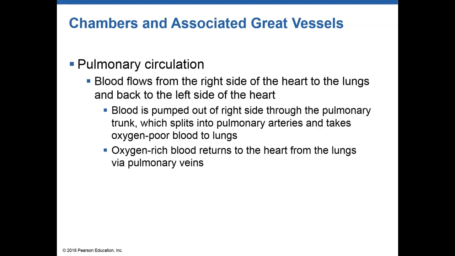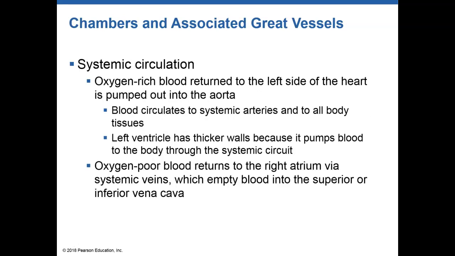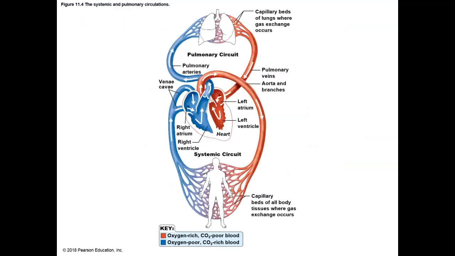So the right side is called pulmonary circulation. The left side then is systemic circulation. And systemic circulation, basically you're taking the oxygen-rich blood that was just returned to the heart and sending it to the system where our cells can take the oxygen and nutrients and use it for whatever they need. And then oxygen poor blood comes back to the right atrium.